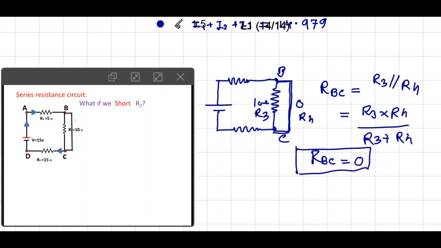And this way we can say the terminals B and C are shorted and no resistance is there, that means 0 ohm resistance is there. That concept you must know.